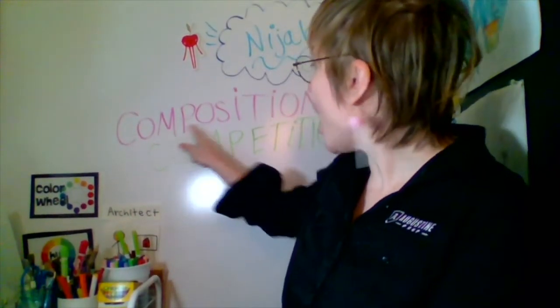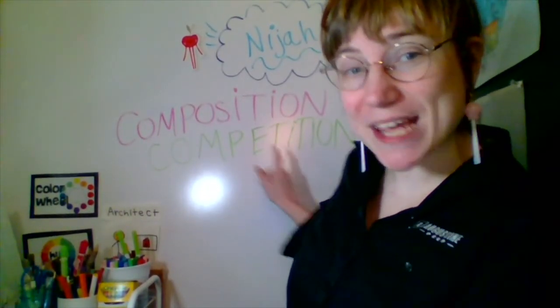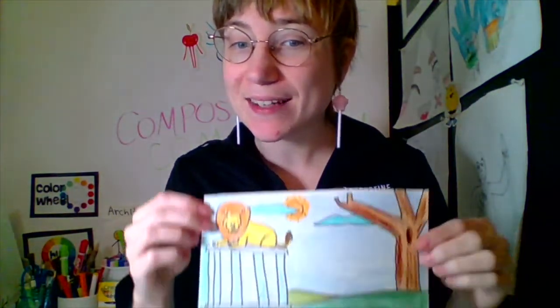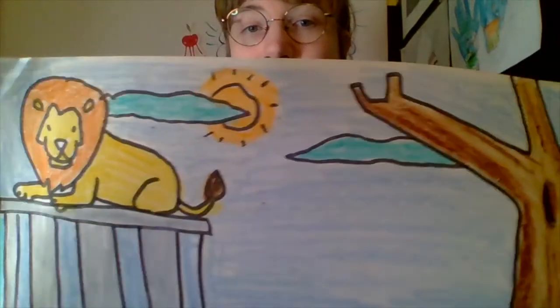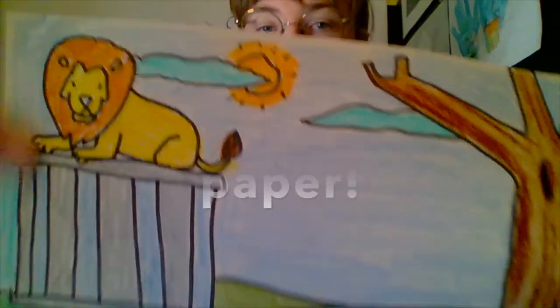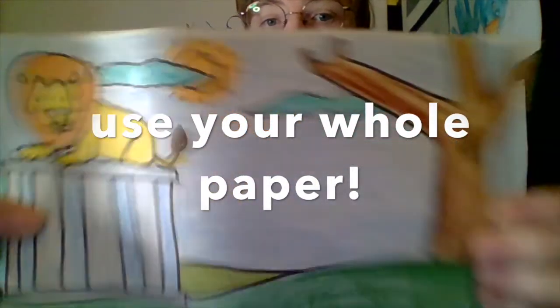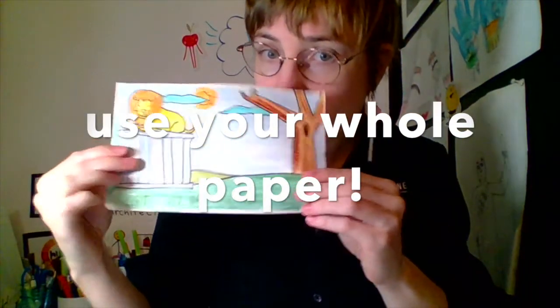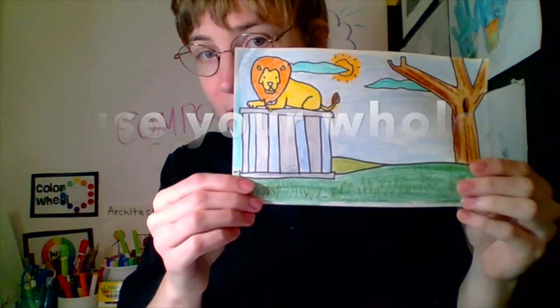Next, I want to talk about adding color to your picture. When you draw your picture and submit it to the Composition Competition, in order to be selected as an honorable mention or a winner, you need to make sure that your picture is complete. That means using your whole paper to draw your picture. So use your whole paper to fill up the whole page.